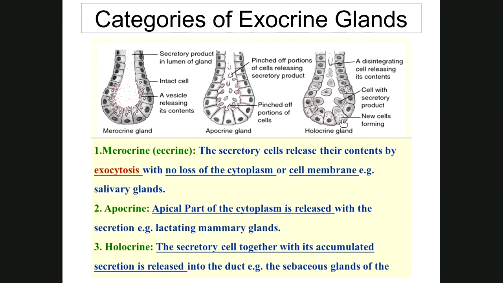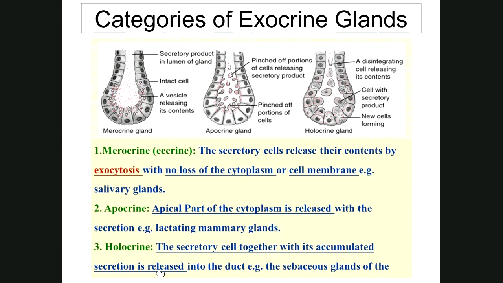Now, how I remembered this when I was going to school is holocrine. Whole sounds like the whole, like WHOLE. So the whole cell pinches, dies and it's taken off as the secretion. It contains the secretion. So holocrine, secretory cell together with its accumulated secretion. The cell with its secretions is released.